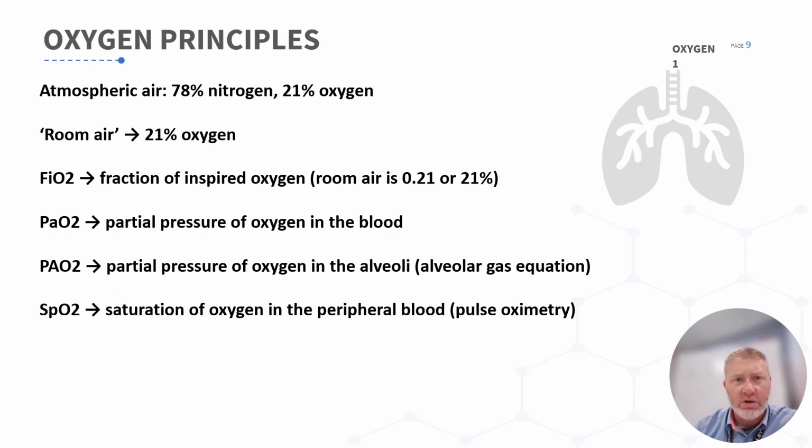A few things to note. When we talk about oxygen, it's very important to know the differences between all of these acronyms. So understanding the atmospheric air, for one, is important. 78% nitrogen, 21% oxygen, and then less than 1% of a bunch of random gases.